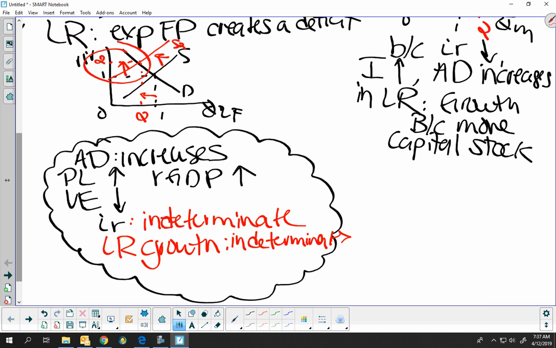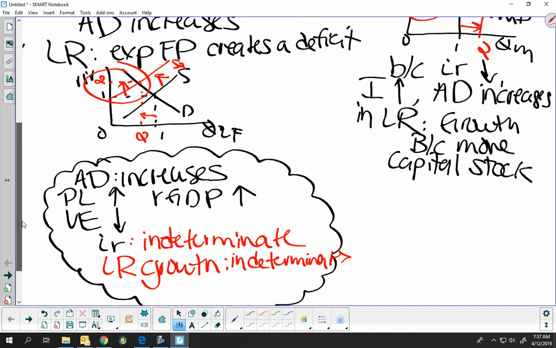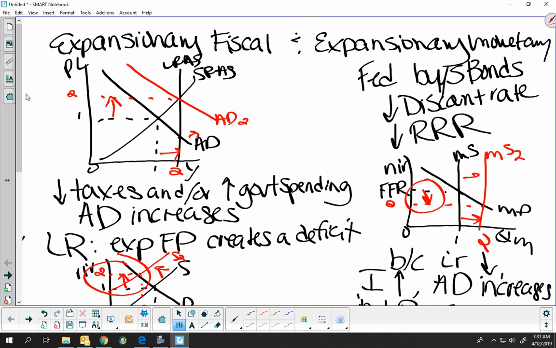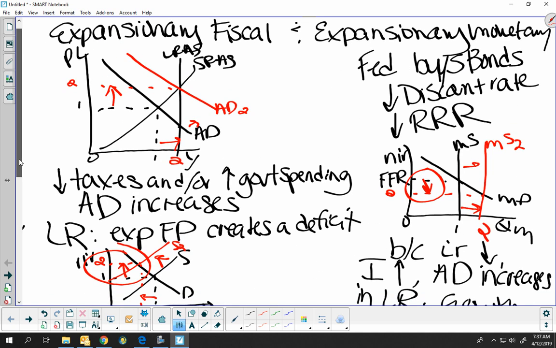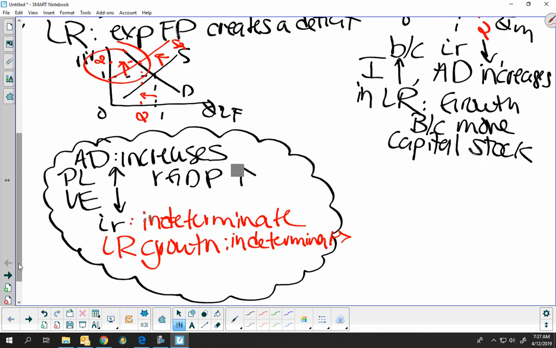So here's the thing. If you have both expansionary, you know what happens in the short run. I know that that's going to help the economy because aggregate demand is going to go up and the price level is going to go up, and that's going to help our unemployment rate. But I have no idea what's going to happen in the long run. I know tomorrow. I don't know in 10 years. Tomorrow's going to be better, but in 10 years, I have no idea what's going to happen.